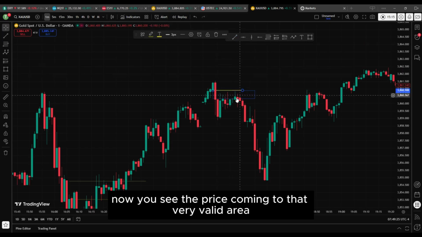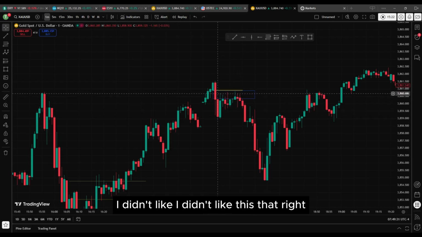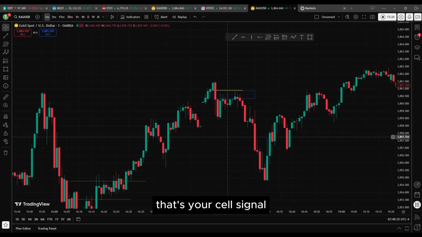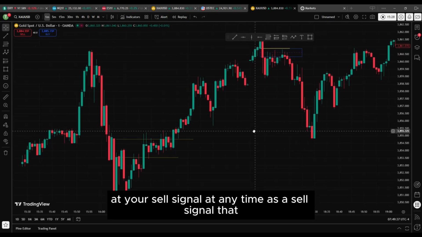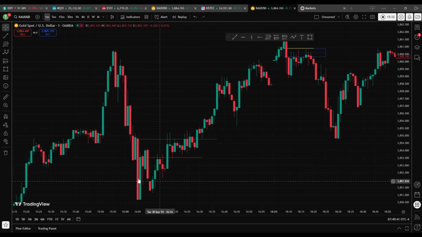From here now, you see the price coming into that fair value gap. If it comes into that fair value gap, then that's your sell. That's your sell signal at any time. Therefore, this is a bullish breaker block.